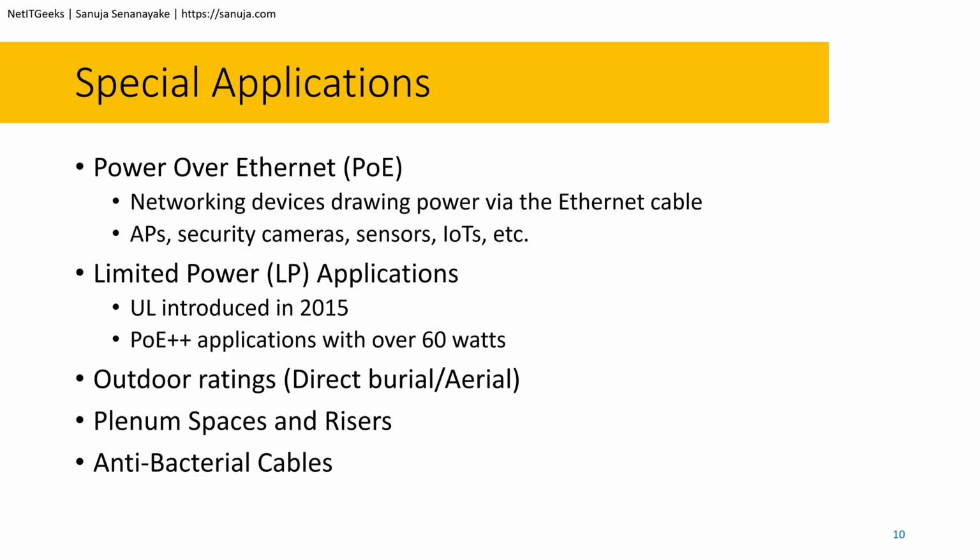Because these cables are drawing power, that's why it's called power over Ethernet, PoE. You need to make sure that the type of cable you're using can handle the amount of power being drawn. For most security cameras, sensors, IoT devices and access points, most Cat5e and Cat6 cables are good enough. It's going to be fine with any manufacturer. It doesn't really matter.